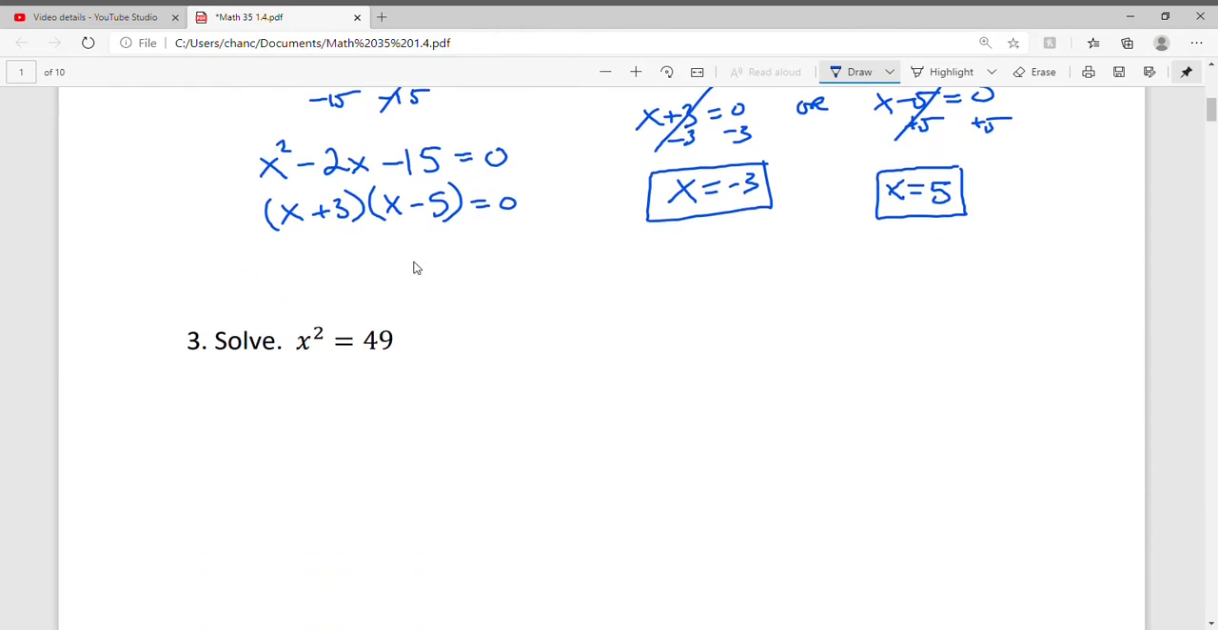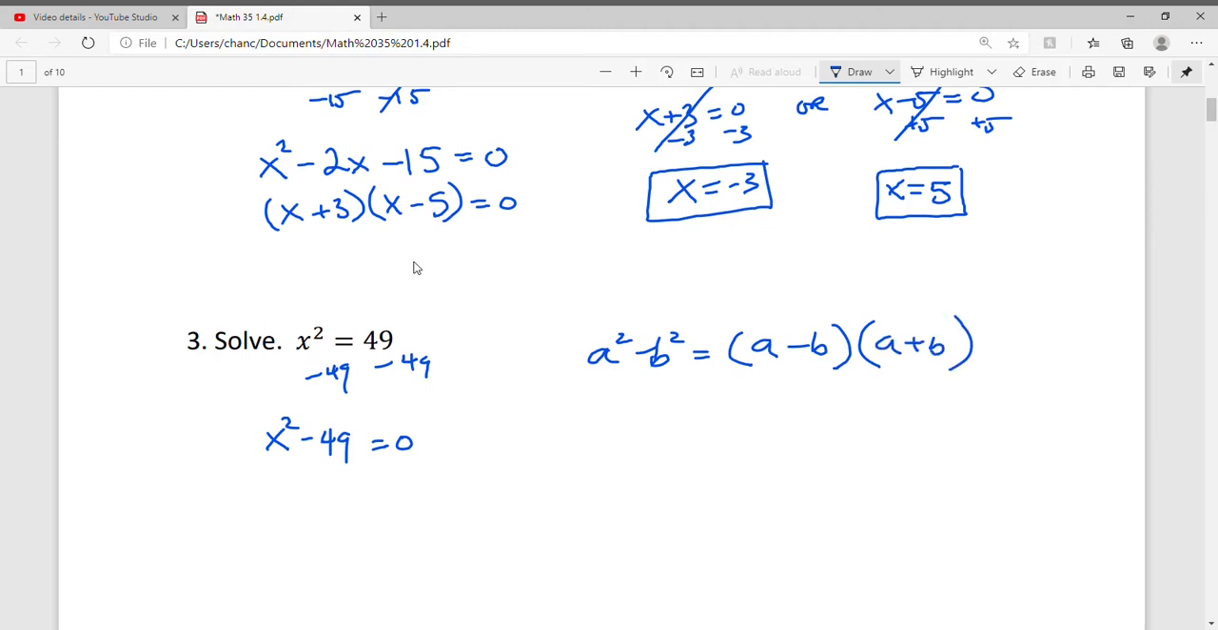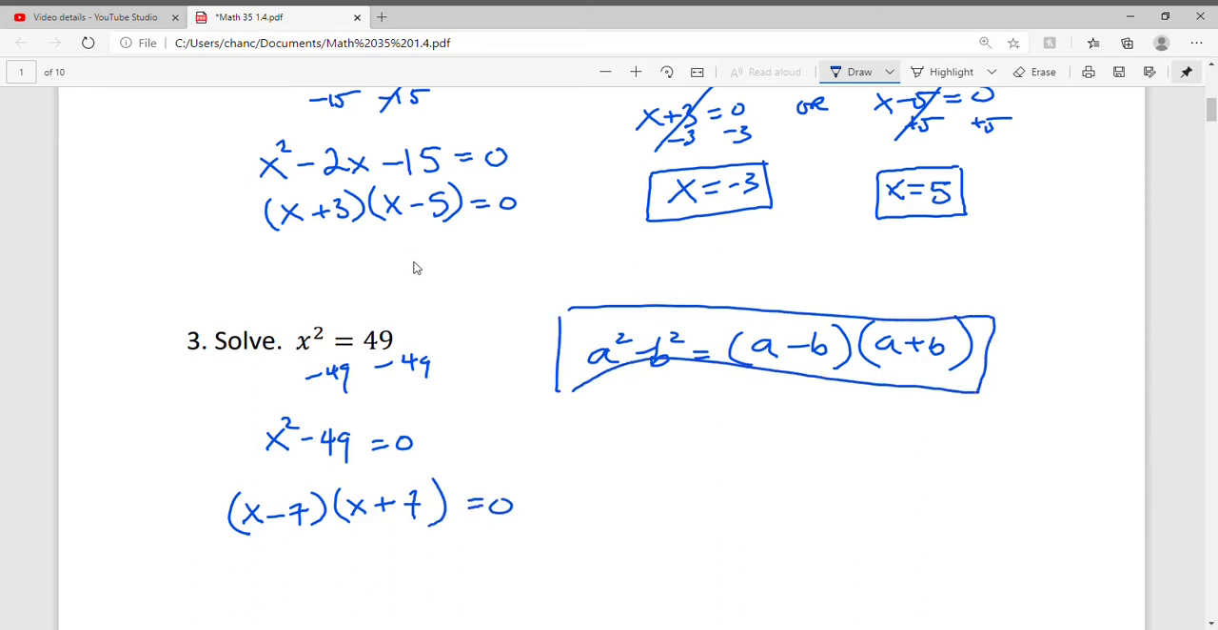In example 3, I want to again set it equal to 0. So let's subtract 49. X squared minus 49 equals 0. Now this has only two terms. I know this has to be the difference of squares. A minus b, a plus b is the correct formula for the difference of squares. So this factors as x minus 7, x plus 7 equals 0. Again, we use the formula for the difference of squares.